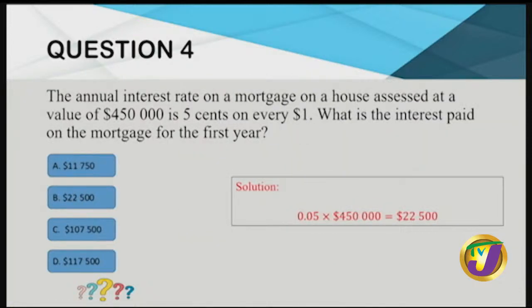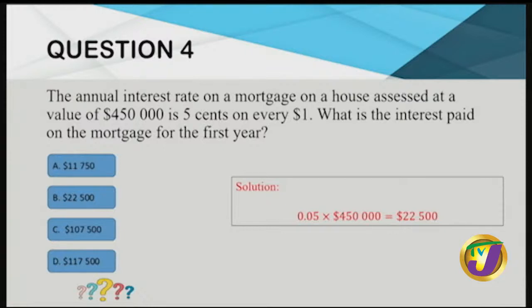All right, let's look at, all right, so we're moving on to question 4. The annual interest rate on a mortgage on a house assessed at a value of $450,000 is 5 cents on every $1. What is the interest paid on the mortgage for the first year? And what pops out here to me is this interest rate and mortgage.